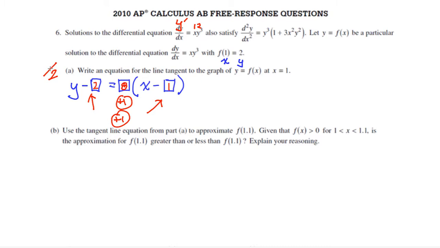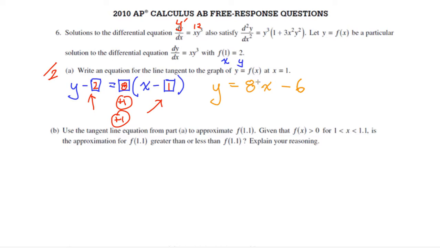If you simplify it, yep, as long as you simplified it correctly, then you're good. If you simplified it incorrectly, then it's not okay. So I'm guessing you probably went y is equal to 8x minus 8 plus 2 minus 6? Yep, if you did that, you still get your point. If you have this exactly, that's 2 out of 2. Any questions on the scoring for part A?